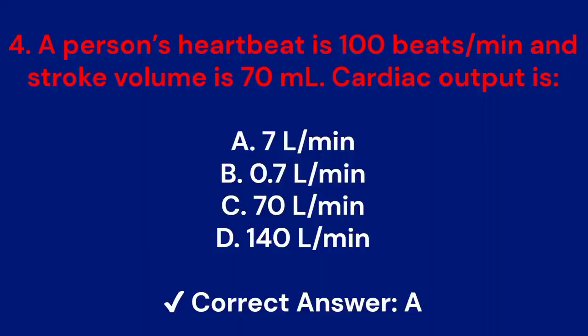4. A person's heartbeat is 100 beats per minute and stroke volume is 70 ml. Cardiac output is: A. 7 liters per minute, B. 0.7 liters per minute, C. 70 liters per minute, D. 140 liters per minute. Correct answer: A. 7 liters per minute.